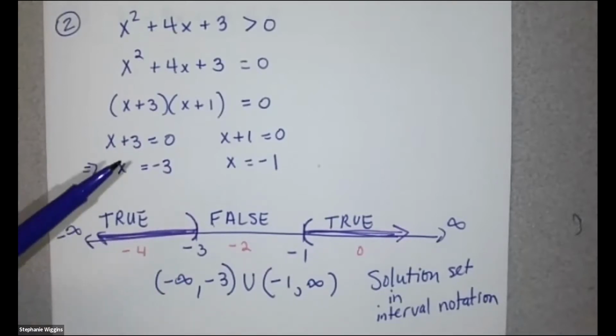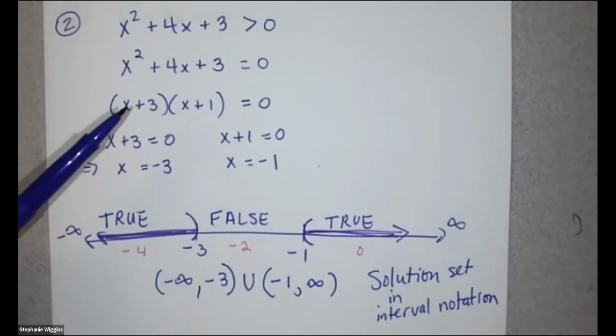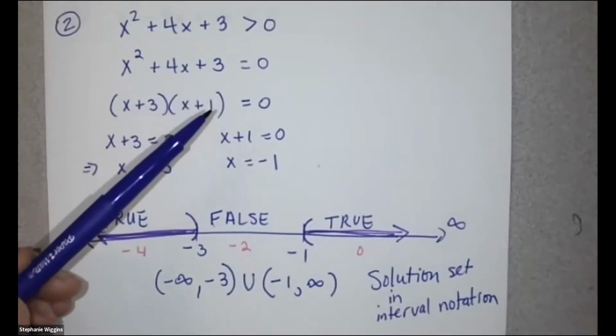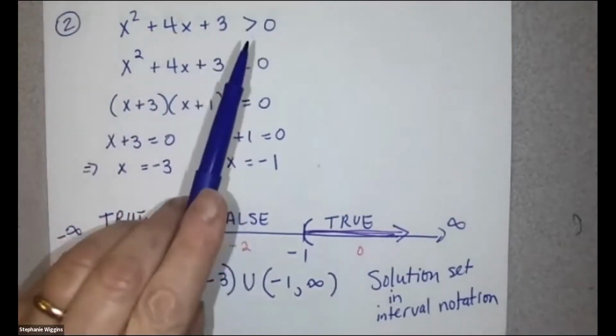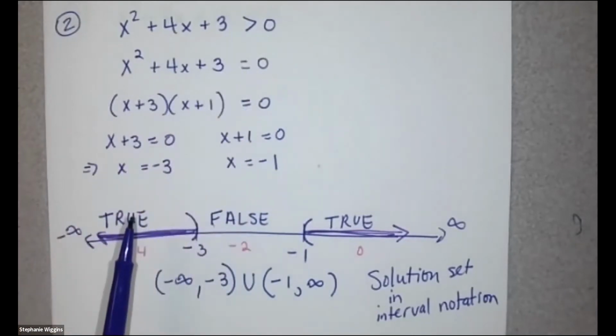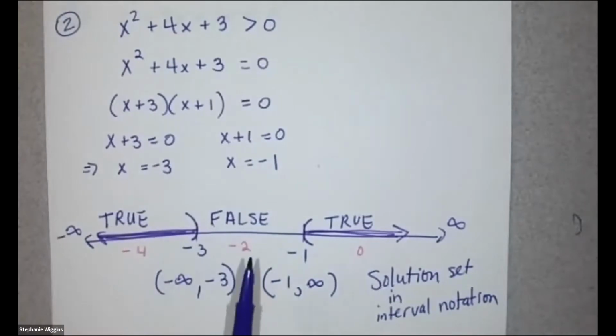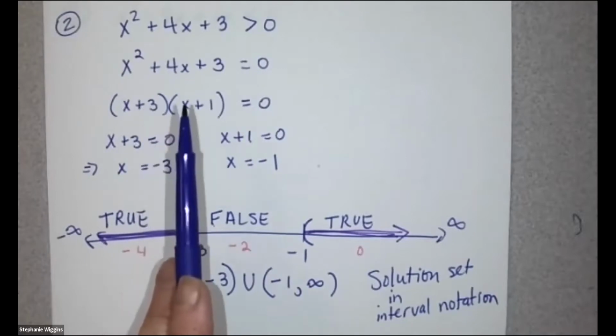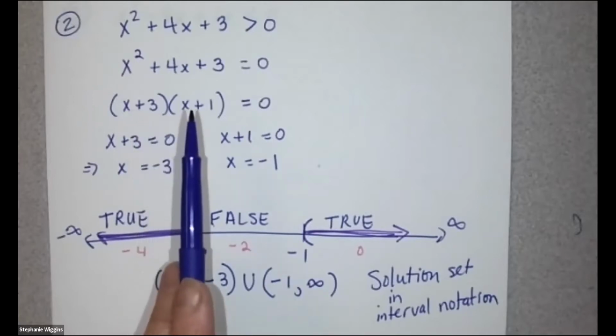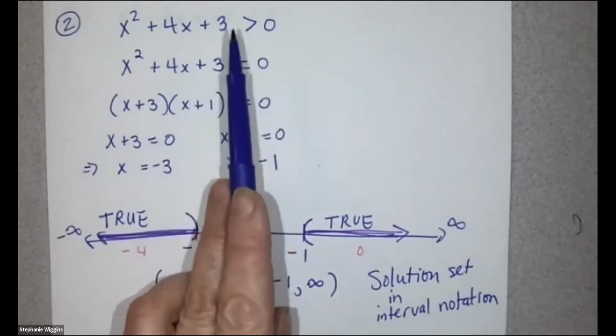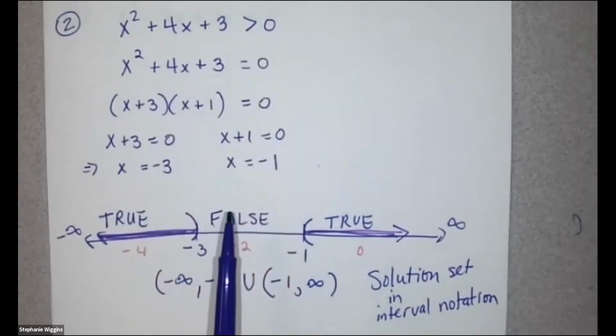And when I plugged in -4, I got -4 plus 3 is -1, -4 plus 1 gives -3, and you get a negative times a negative, that's positive. And that's what I want to know. When is it positive? So it's true. A positive number greater than 0, that's true. When I pick -2, I get 1 times -1, which is -1. Is -1 greater than 0? False. See how that works?